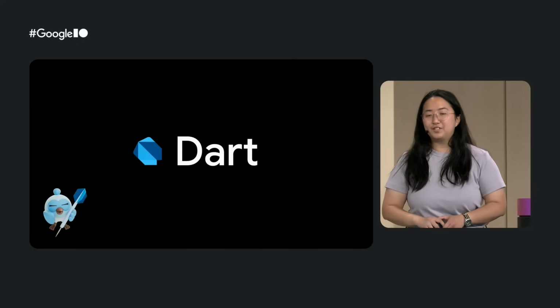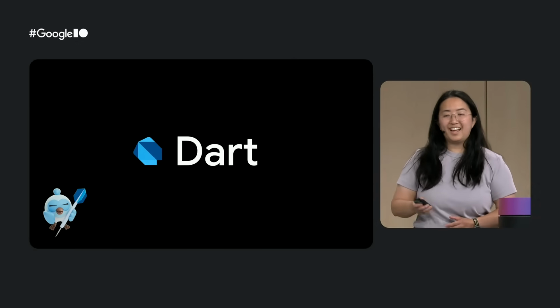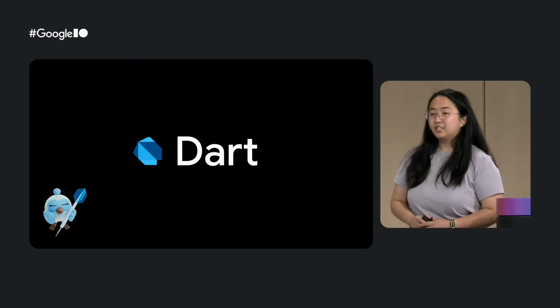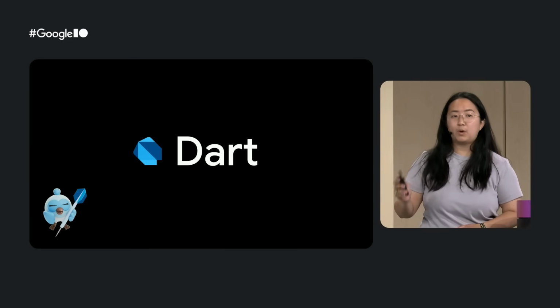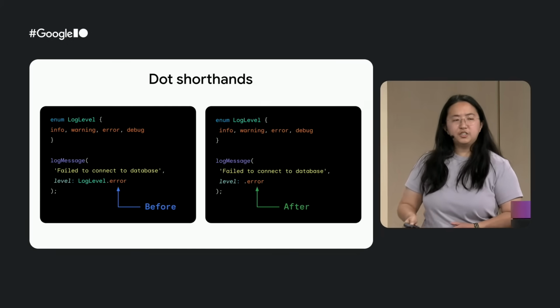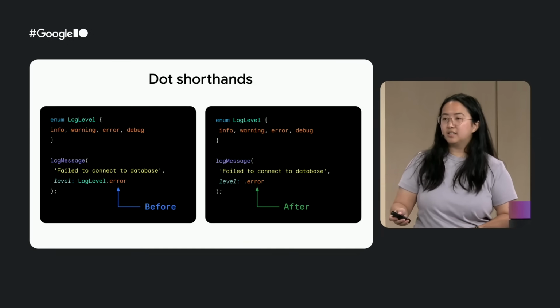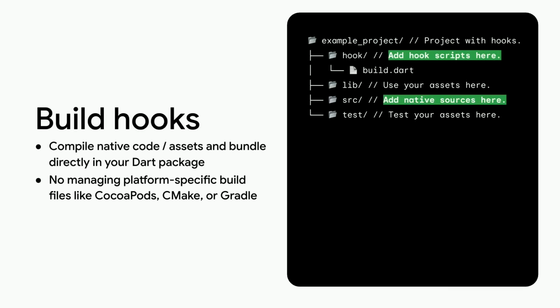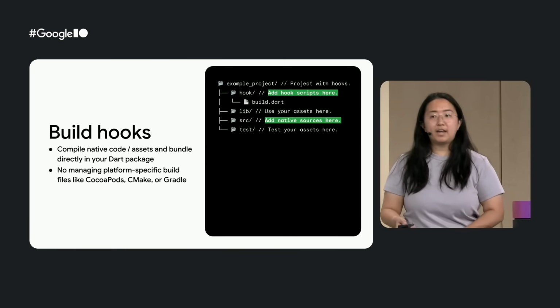All right, thank you, Kate. All right, let's kick things off with Dart, the language that developers love and happens to power Flutter. We're committed to making Dart accessible and performant everywhere, and ensuring that it remains a joy for every developer to write and read. In last year's keynote, we teased a few features like Dot shorthands, which enables you to omit redundant class or enum names, and Dart build hooks, which enable you to compile native code or download native assets and bundle them directly within your Dart package. For many FFI-based packages, this eliminates the need to maintain platform-specific build files like CocoaPods, CMake, or Gradle.